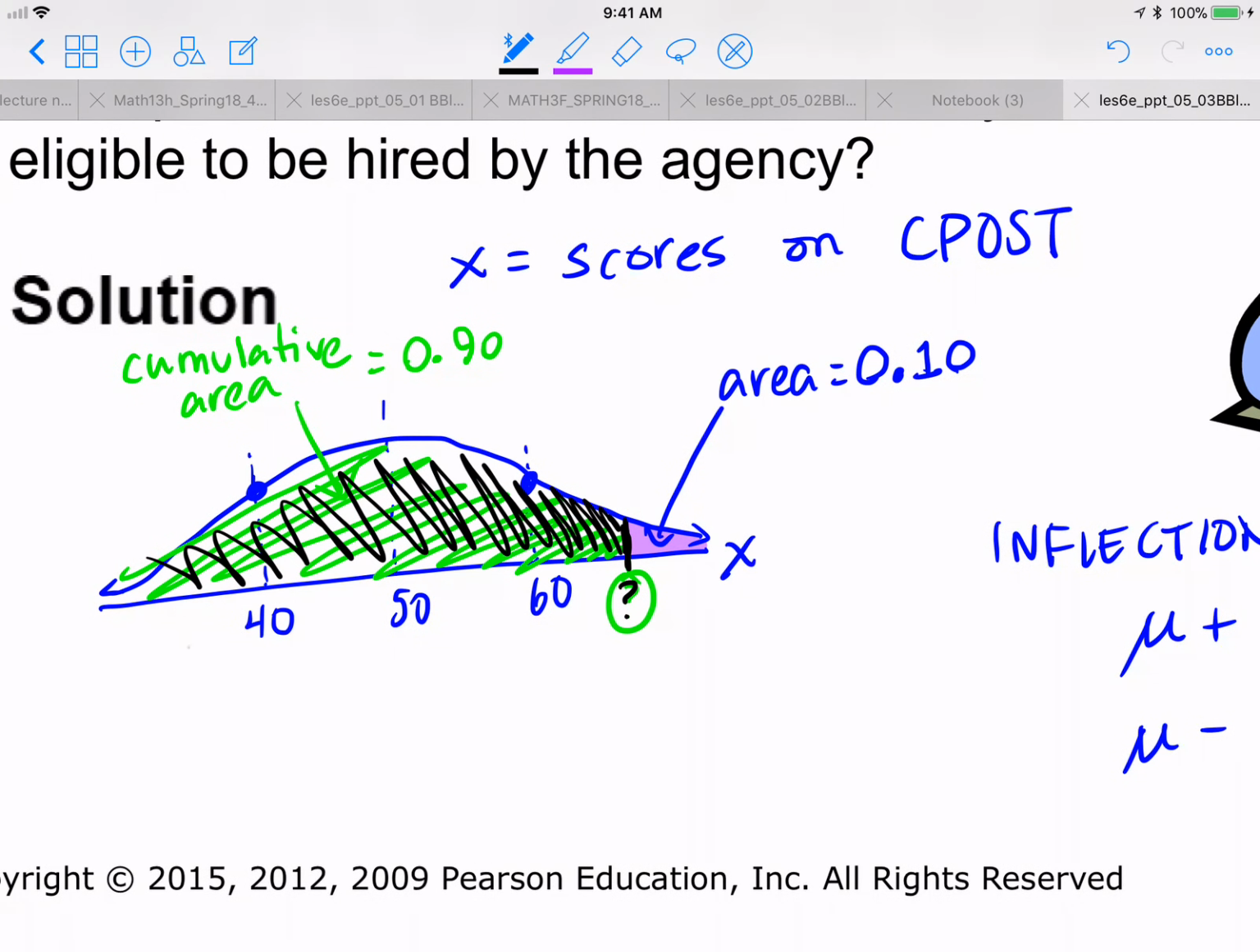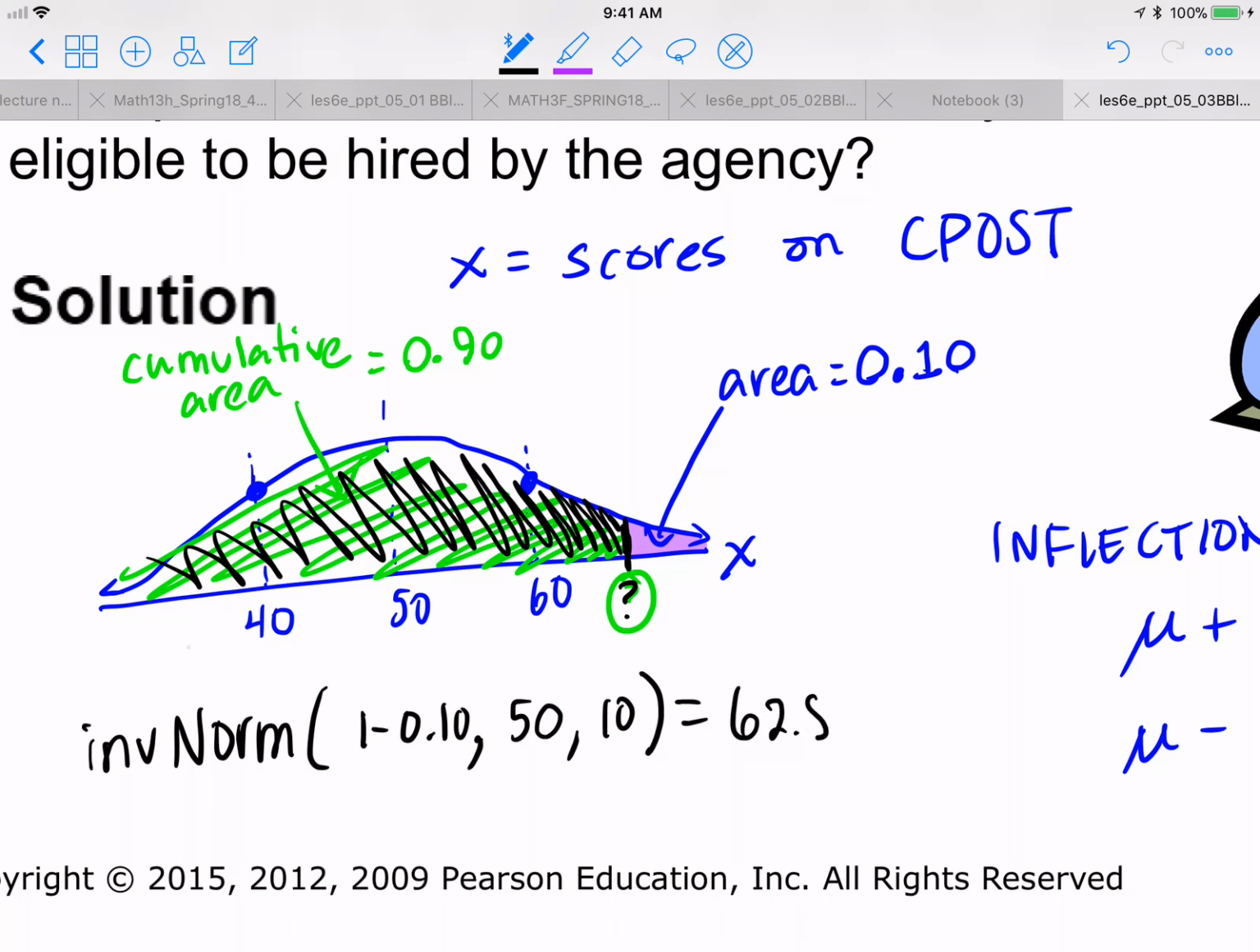So our syntax is going to be inverse norm. And now, what is our cumulative area? 0.90, or you can just put 1 minus 0.1. What is our mean? 50. What is our standard deviation? It's 10. And what do we get? So let's see here. Second, vars, inverse norm. My area is 1 minus 0.10. My mean is 50. Standard deviation is 10. Paste, enter. So I got 62.8155.